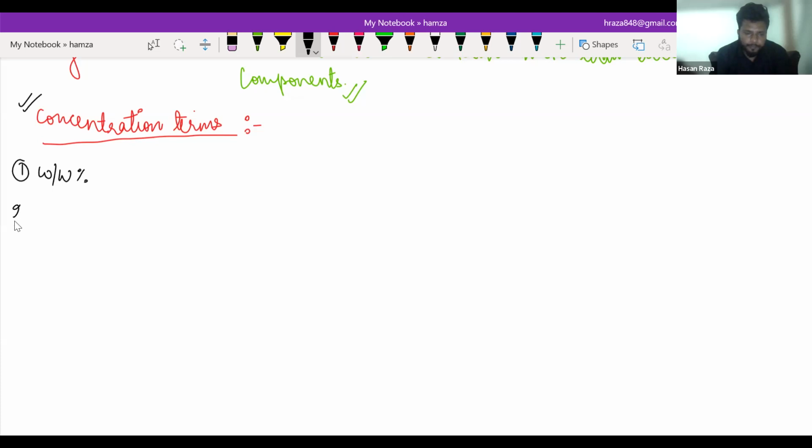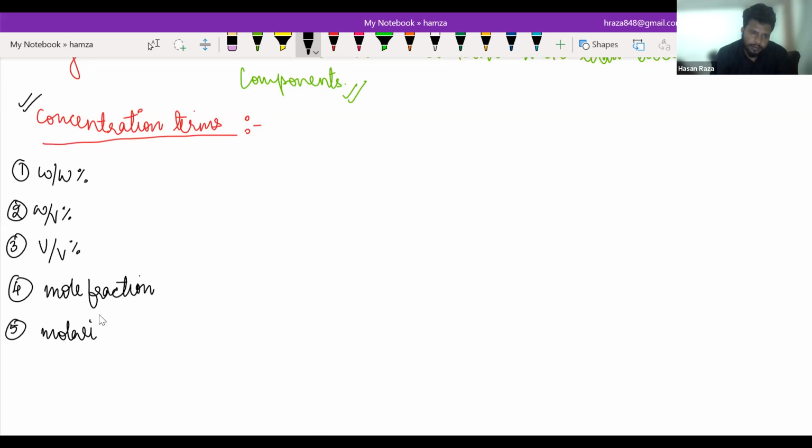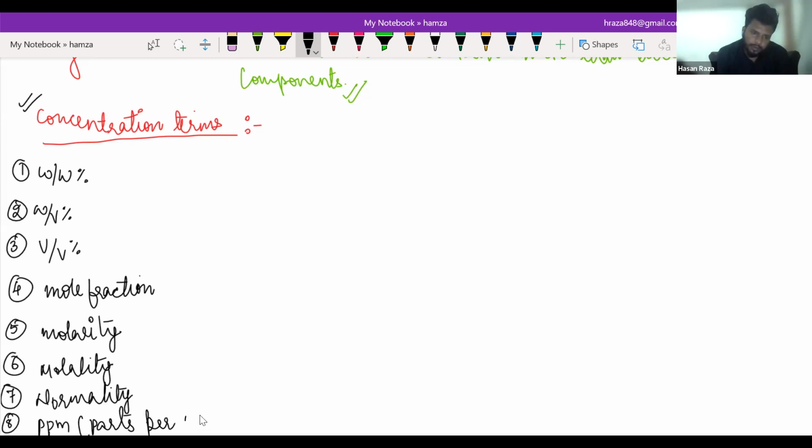Weight by weight percent, weight by volume percent, volume by volume percent, mole fraction, molarity, molality, normality, and then ppm, that means parts per million. Have you studied about it in class 11th?